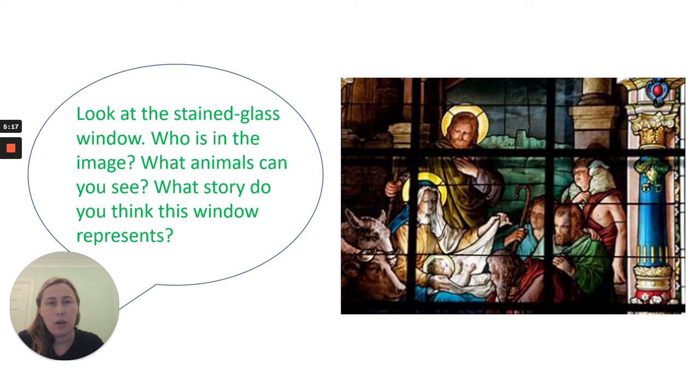Do you think it could be the baby Jesus when he was first born? Who are the other people? Well done if you got it. This represents the birth of Jesus. This is a Christmas story when Mary and Joseph rode to Bethlehem so that Mary could give birth, and the three wise kings and the shepherds. Can you see the crooks of the shepherds and the animals? So that is the Christmas story.